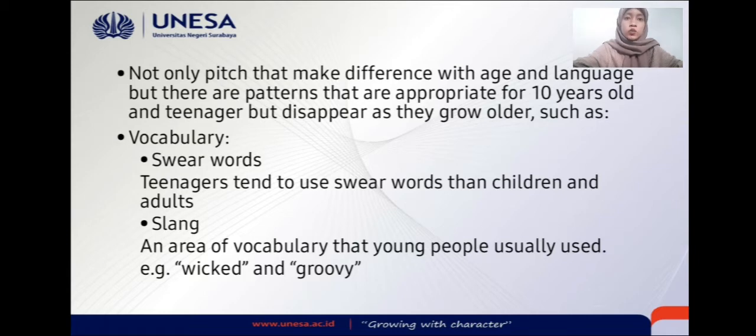And the next one is about slang. Slang is the linguistic prerogative of young people, or an area of vocabulary that young people usually use. The examples are wicked and groovy.